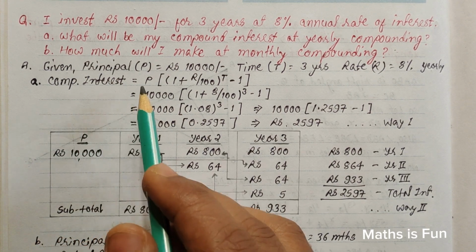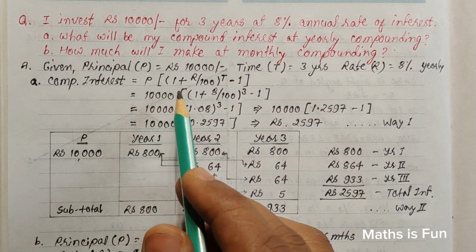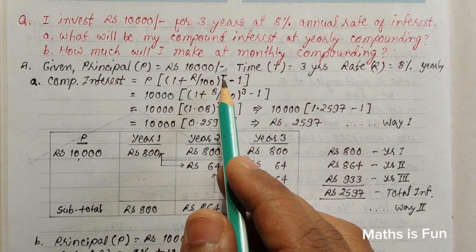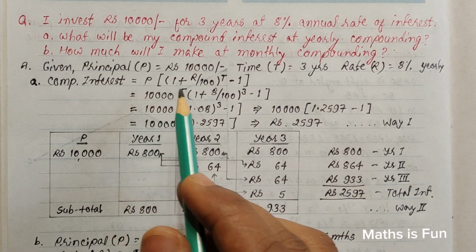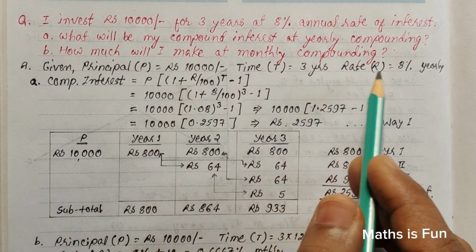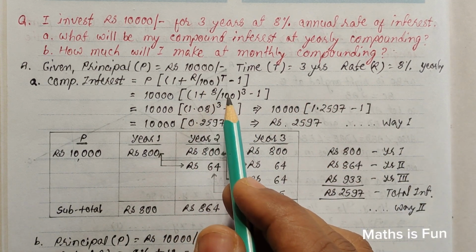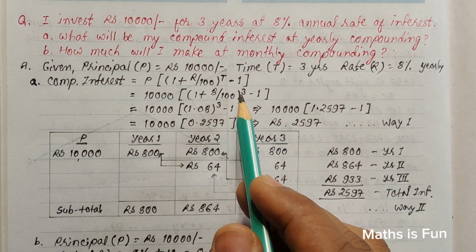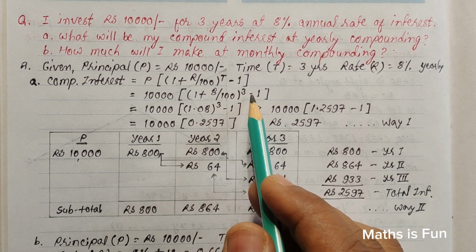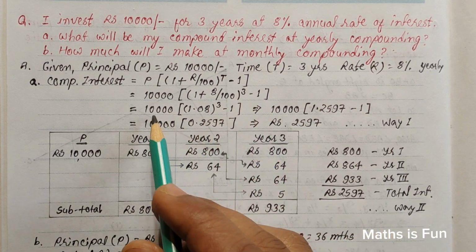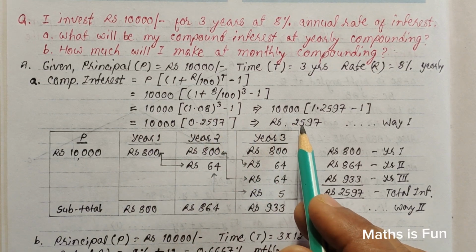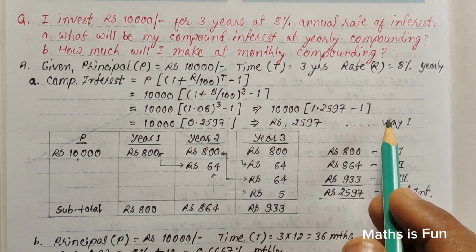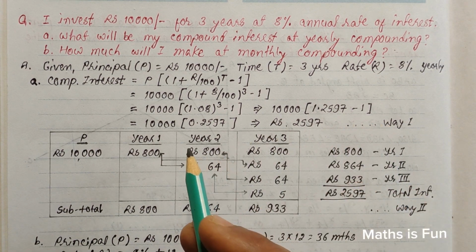So compound interest is P times (1 plus R over 100) raised to the power T, minus 1. So we'll place 10,000 in P, then 1 plus rate, which is given as 8, we'll put 8 here, over 100 raised to the power, time is 3 years, so we'll put 3, minus 1. So when we solve this, we get rupees 2,597. This is our first way, and it is a very simple way, the formula method.